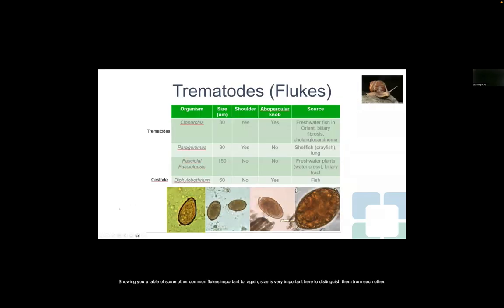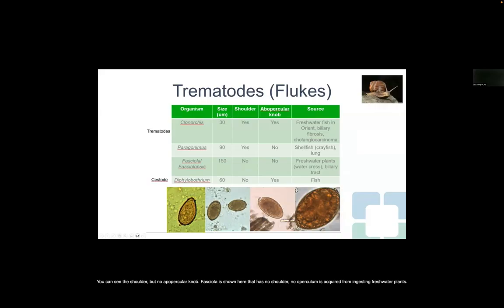Showing you a table of some other common flukes, size is very important here to distinguish them from each other. I'll use the example of Paragonimus. All of these have an operculum, and the operculum can be accentuated by these dots at the shoulder, which Paragonimus has. And then there's an abopercular, meaning at the opposite end of the operculum, a knob. So this is Paragonimus.